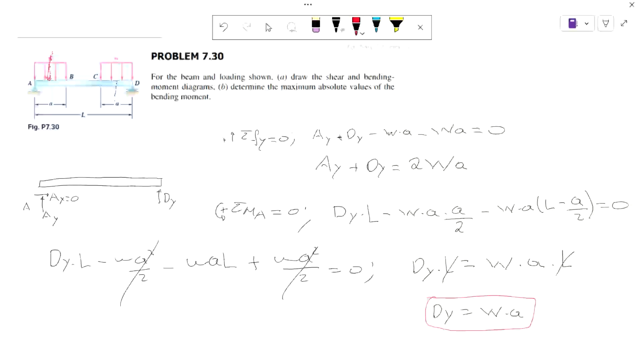Therefore, if we notice, Ay is equal to 2WA minus Dy, minus WA. This is equal to WA. All right, so Ay is also equal to W times A.